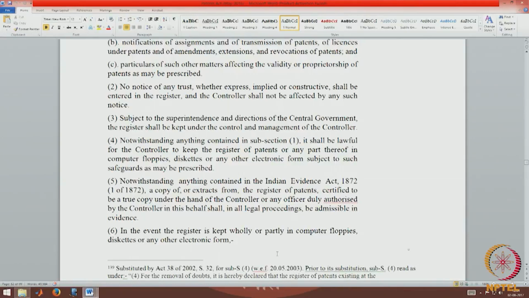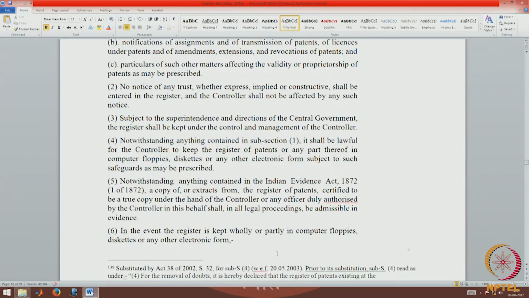4. Notwithstanding anything contained in subsection 1, it shall be lawful for the controller to keep the register of patents or any part thereof in computer floppies, diskettes or any electronic form subject to such safeguard as may be prescribed. As I mentioned, if parts of the register are now available online, it is largely due to this provision where it allows the register to be kept in an electronic form.